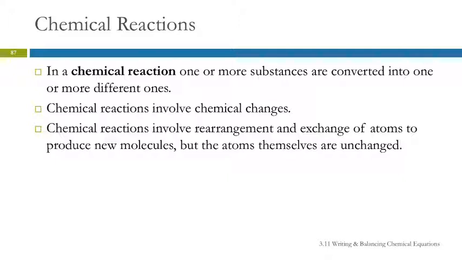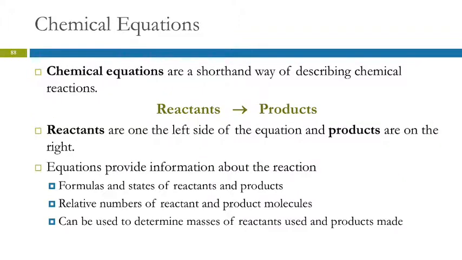It's like building with Legos. You take one Lego set, you take it apart, and you build something different. You have the same number of each kind of piece at the end, they're just put together differently. So the mass of all the pieces you start with is equal to the mass of all the pieces you end up with, conservation of mass.